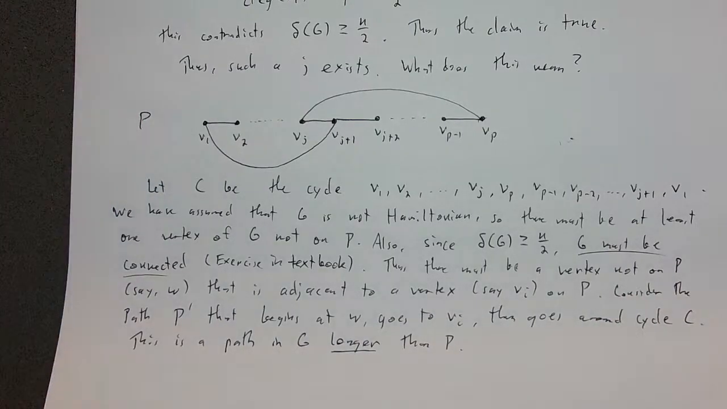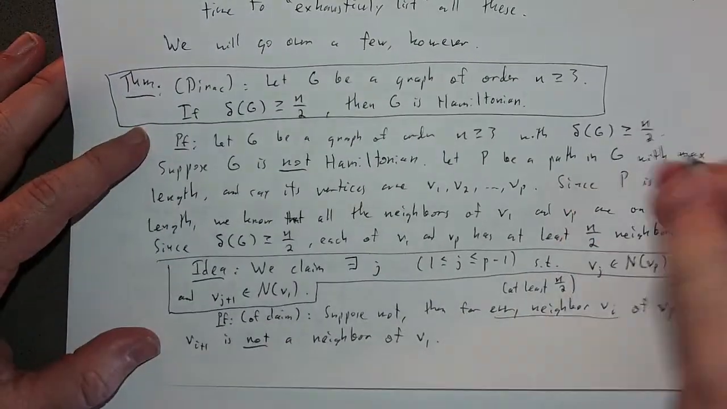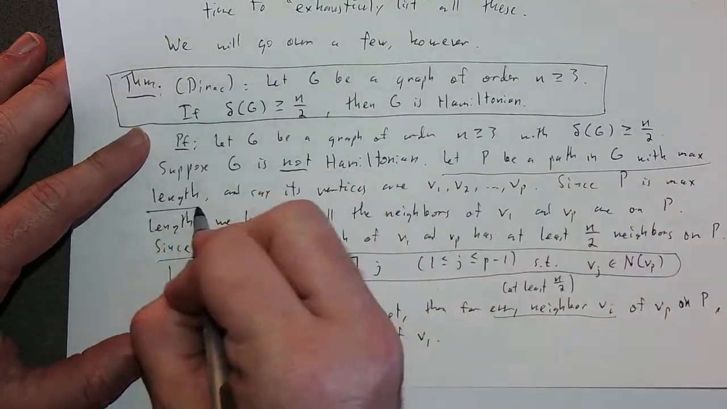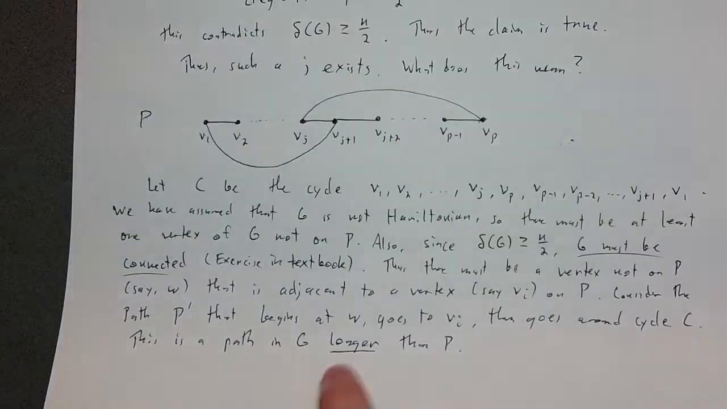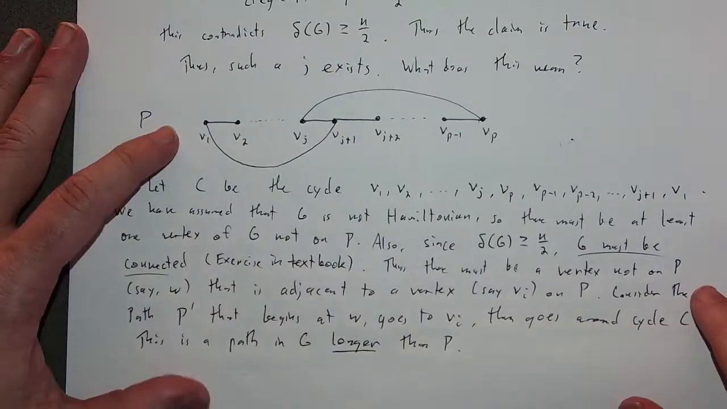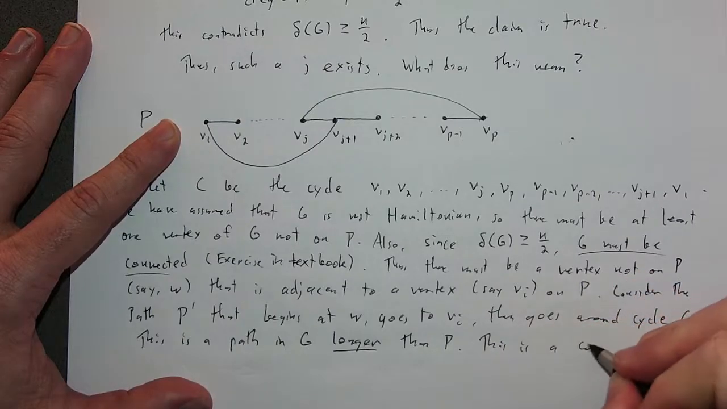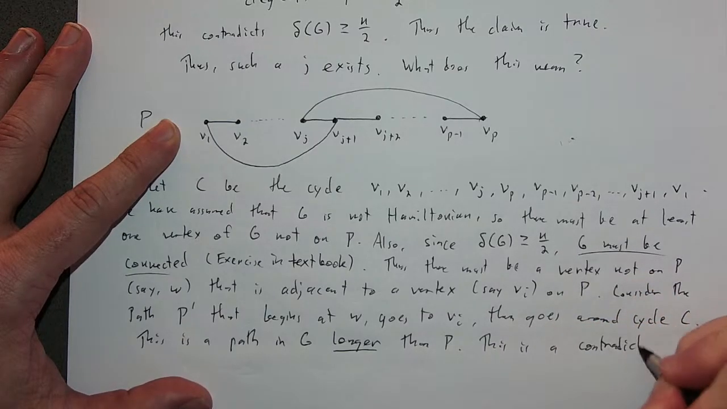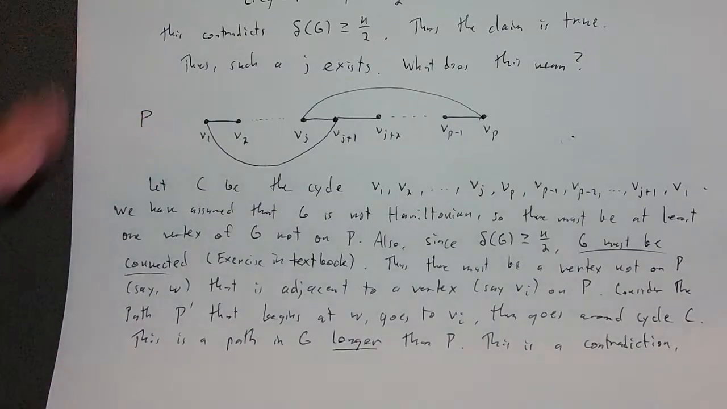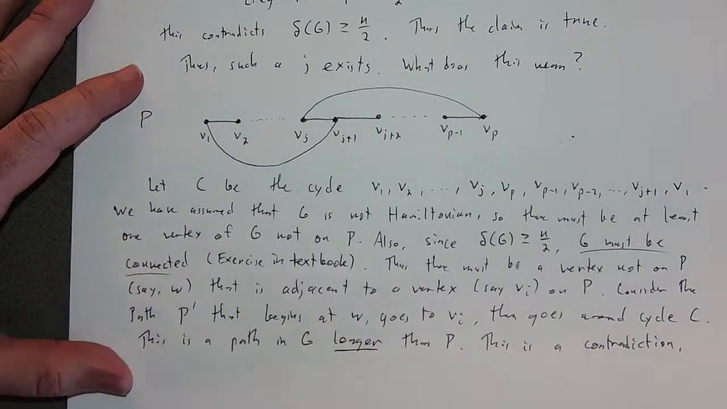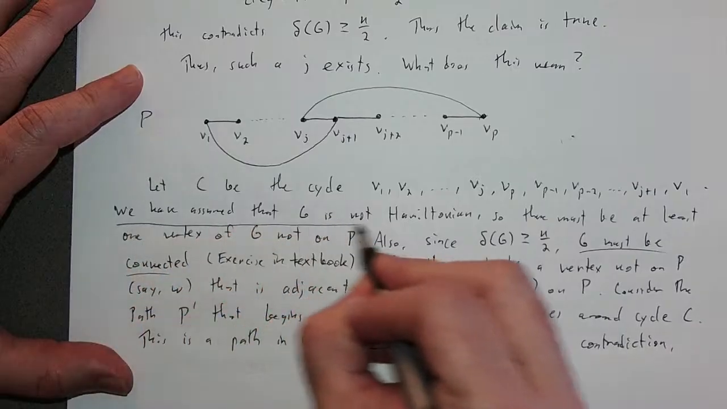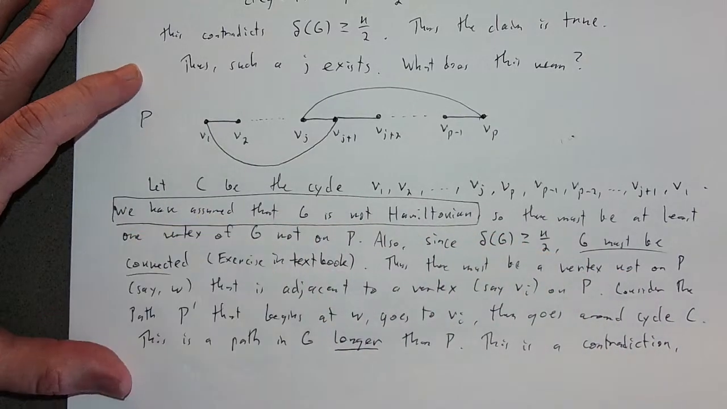Because at the very beginning of the proof, we let P be a path with max length, but then we just found a longer path. So what is the only other thing that we assumed here that led us to this point, that we have a contradiction here? What is the key assumption we made that is the only thing that led to this? Well, we assumed that G is not Hamiltonian.